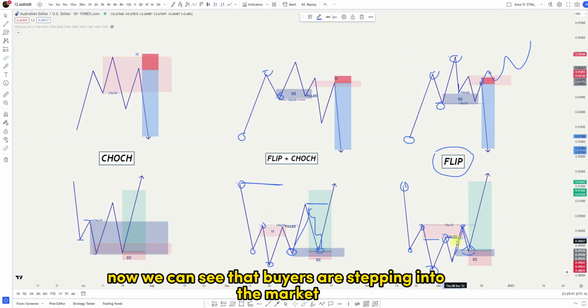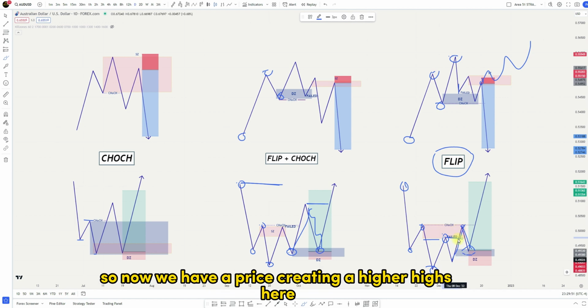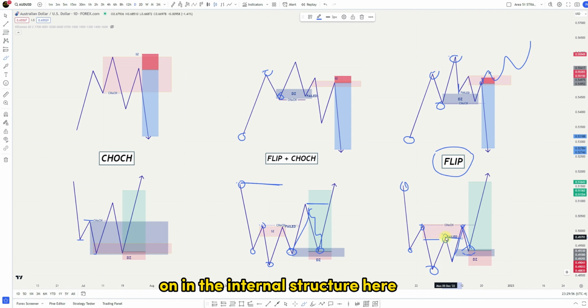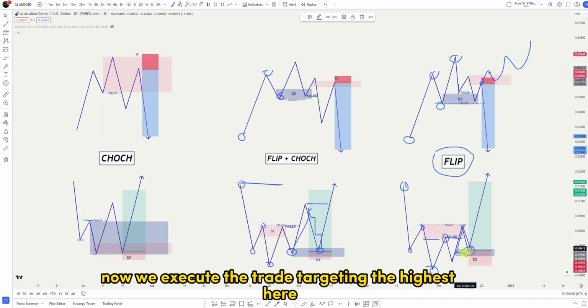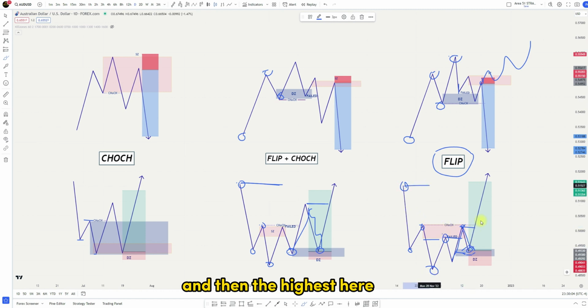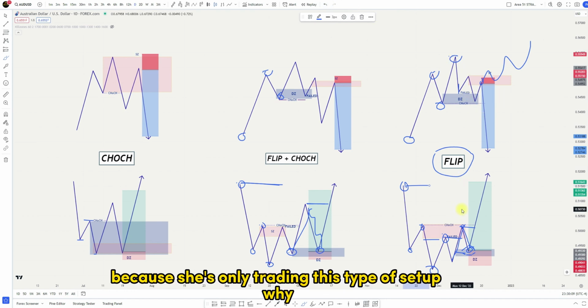Now we can see that buyers are stepping into the market and they're trying to take over the sellers. So now we have price creating higher highs here in the internal structure, and then coming back to an area of demand zone. Now we execute the trade targeting the highs here and then the highs here. This is the same as this one over here. Be cautious when you're trading this type of setup.